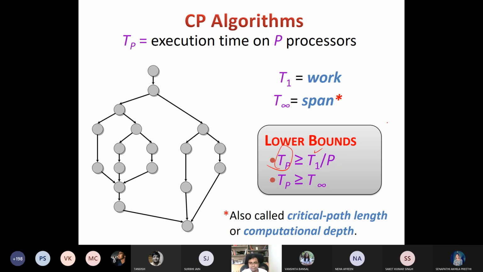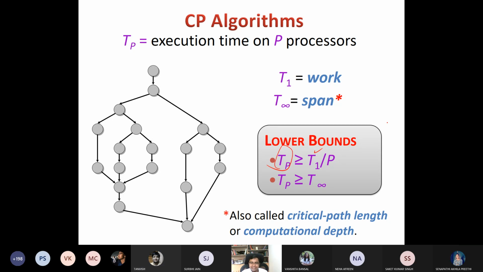Hello? Yes, sir, as long as there is some kind of precedence. Yeah. So even if there is no precedence, still I can say. Yes, sir, equality will hold.